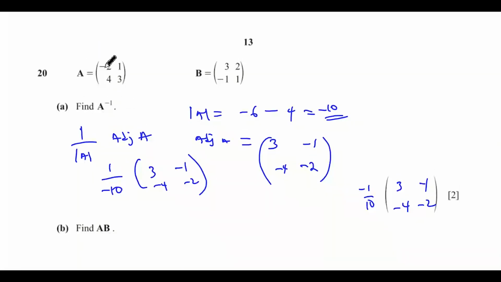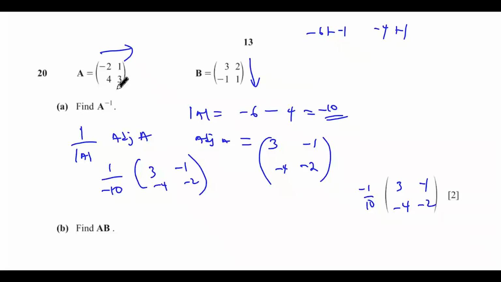Let's remove this line. So the row against the column here. The first row is minus 2 and 1, and the first column is 3 and 1. So we're going to do minus 2 times 3, that will be minus 6. Then add 1 times negative 1, that will be negative 1. Then the first row against the second column, minus 2 times 2, that's minus 4. 1 times 1, that is plus 1.